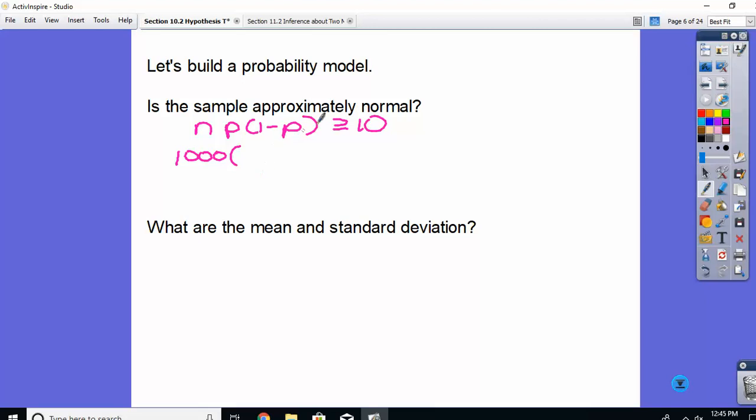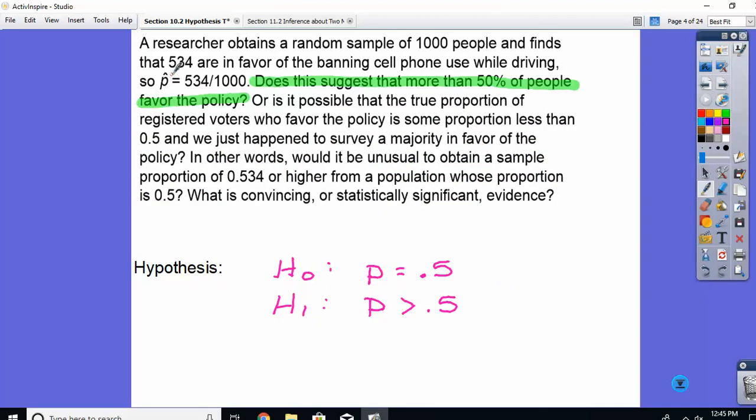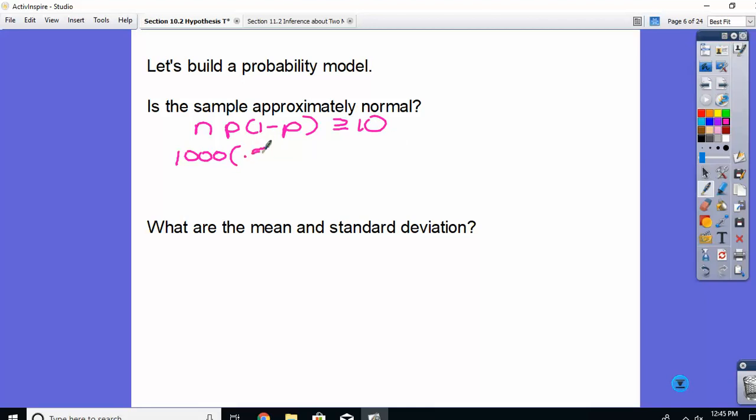P, you have to be a little bit careful. There is a p hat in this problem, and then the p is the 0.5. So we are going to be using the 0.5 here. 250, which is more than 10. So yes, it's normal. Approximately normal. We can find the mean and standard deviation.